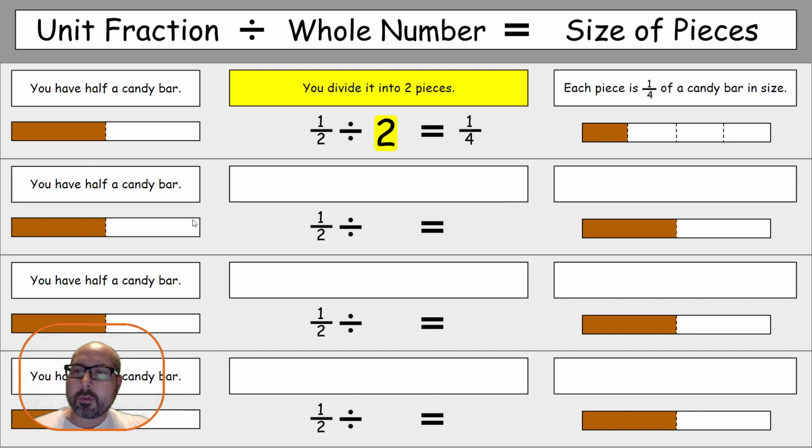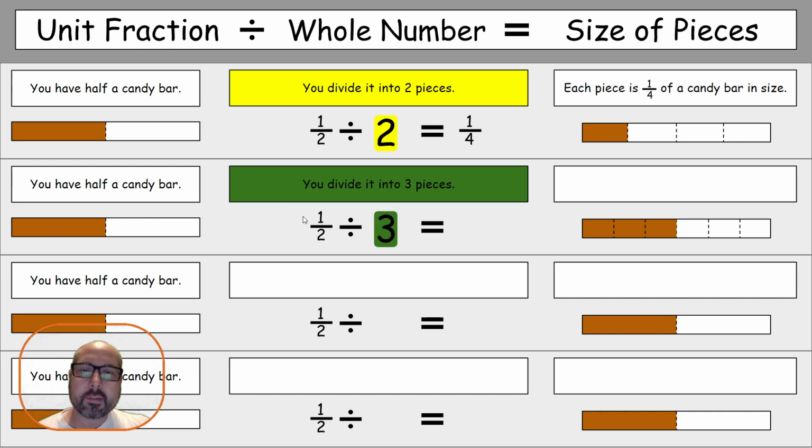Let's do the next example. Again, we're going to start with half a candy bar. This time we're going to divide it into 3 pieces. When we do that, it's going to get even smaller. If we count these pieces, 1, 2, 3, 4, 5, 6, we're going to end up with 1/6.